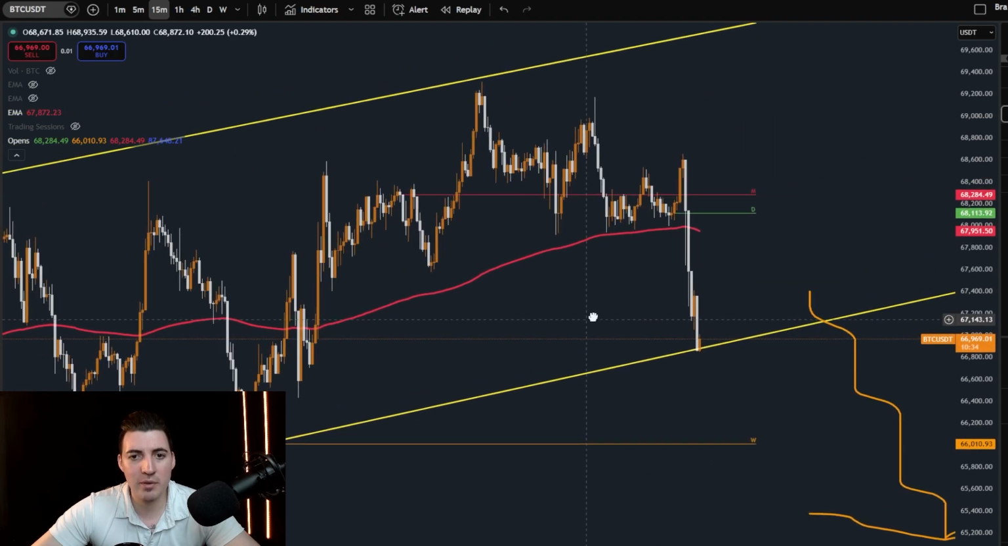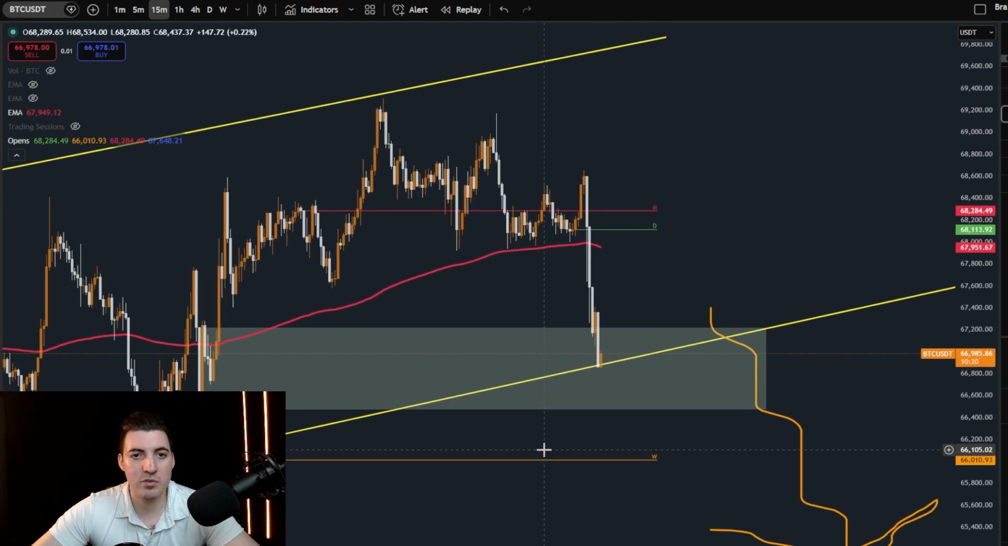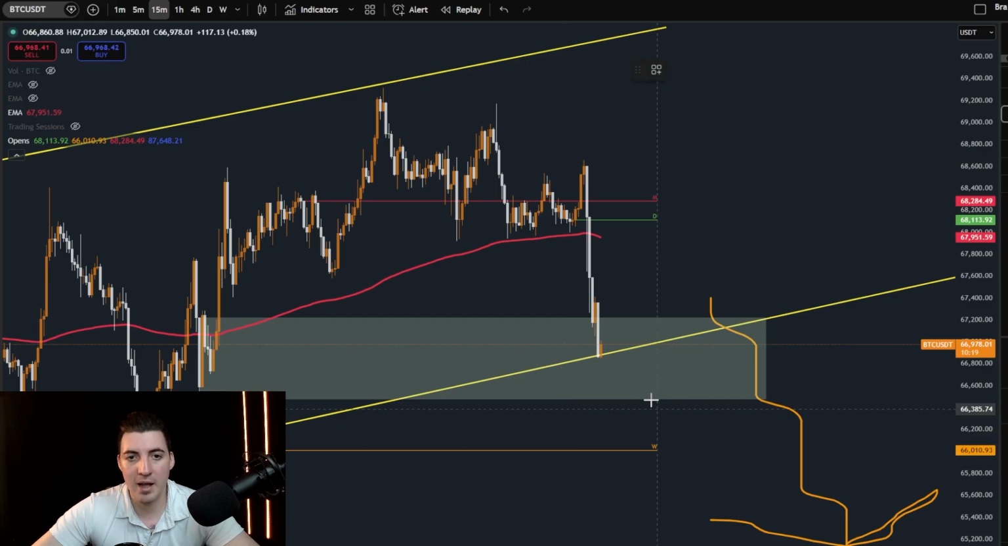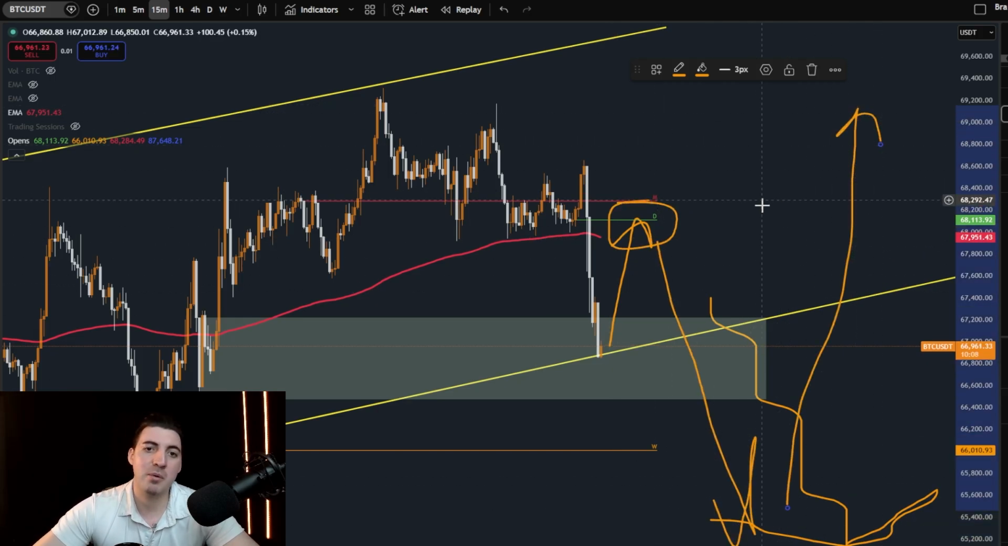If we drop down to the 15-minute time frame, we can see the price has just entered into a potential demand zone, so there could be a pullback happening shortly that might bring it up into the day's open before pushing itself even lower and then pushing itself back up. So that would be my play for today.